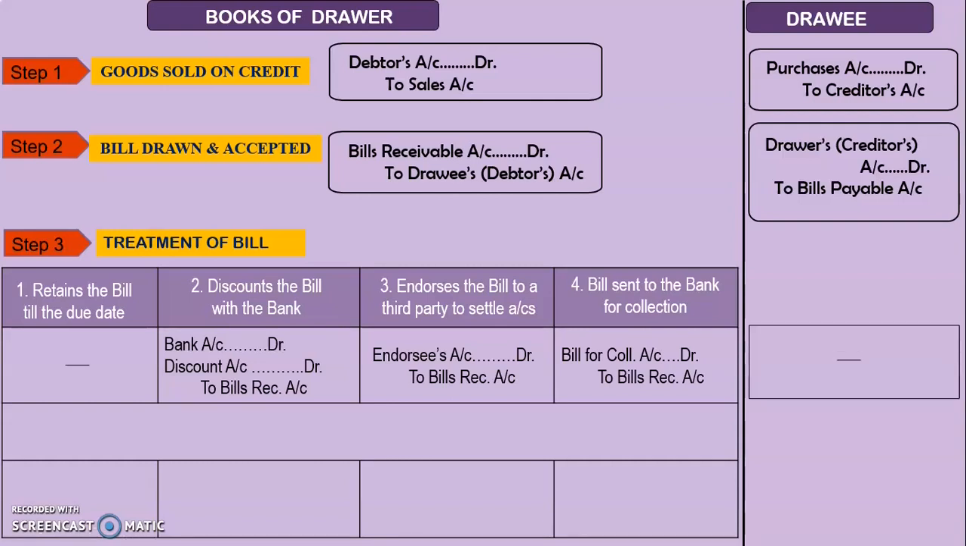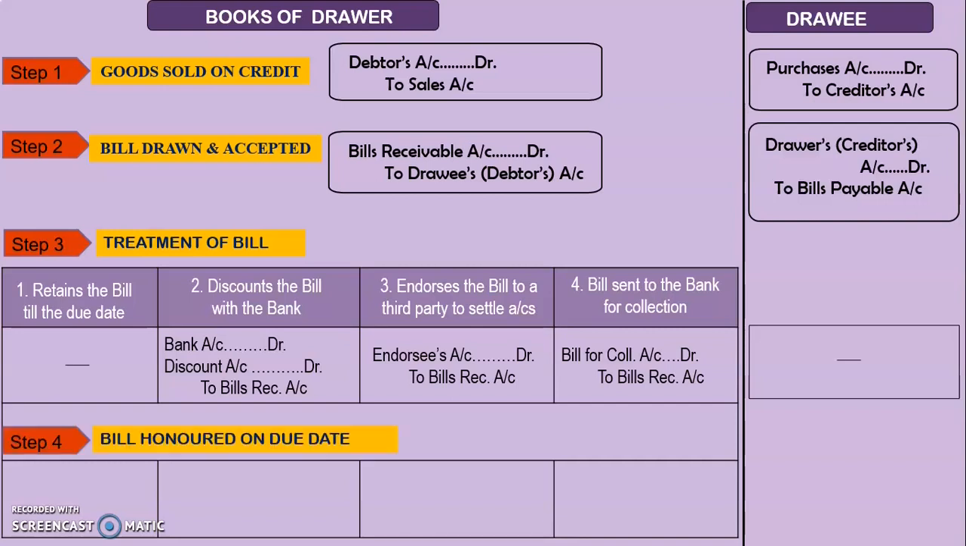In all these four cases, there will be no entry in the books of drawee, because when the drawer practices any one of these four options, the drawee is not a party to the transaction. Hence, there will be no entry in the books of drawee.